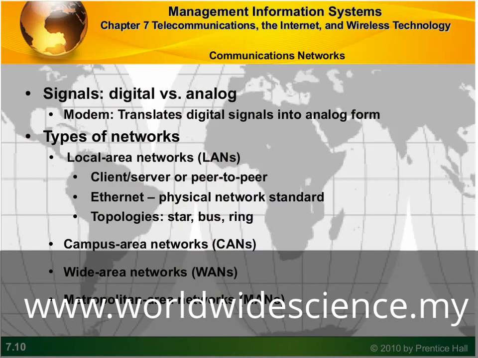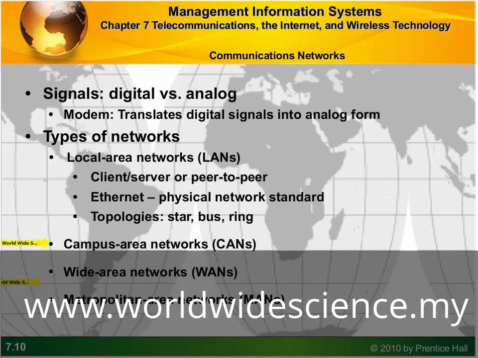And the other thing is the type of networks. We already talked about LANs. We said a LAN is a small network within a building. It can be client-server or peer-to-peer, and there is some standard topology. Topology refers to the way we connect, and the method we use to connect the computers into a network. It can be bus, star, and ring.